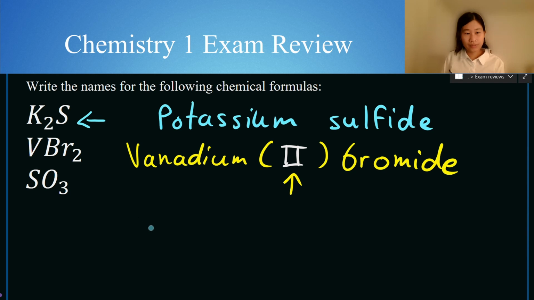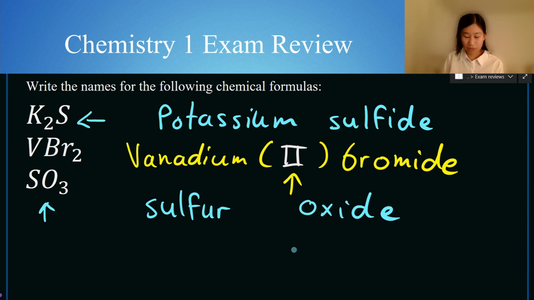Alright, SO3, sulfur and oxygen, these are two nonmetals. That means this is a covalent or molecular compound. What we do for these is put prefixes. First we'll just write out the names and then we'll add the prefixes. So we have sulfur, and we have oxide for oxygen. Now we have to add the prefixes. The prefix for 1 is mono, but we do not put mono for the first element. So this will just remain sulfur.